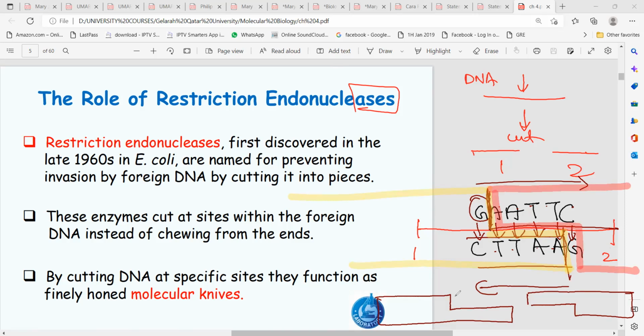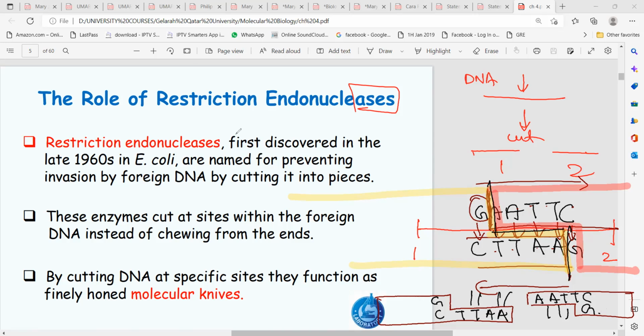Clear? And now we have G, C, T, T, A. And now we have A, A, T, T, C. Clear? Because one enzyme is cutting here, the other is cutting here, so it will break them into two. Now these are sticky ends. Clear? It will expose sticky ends.